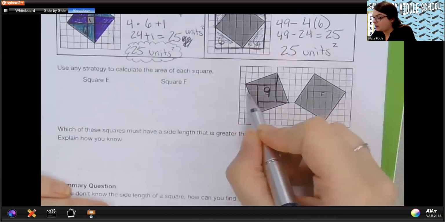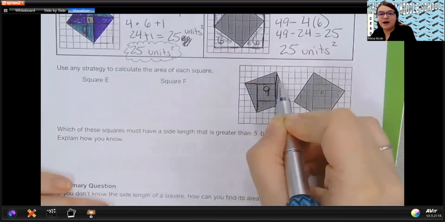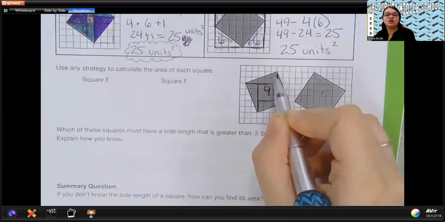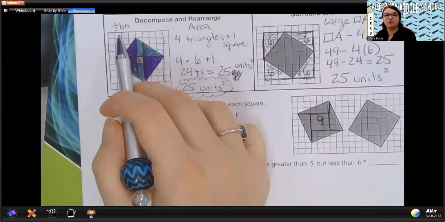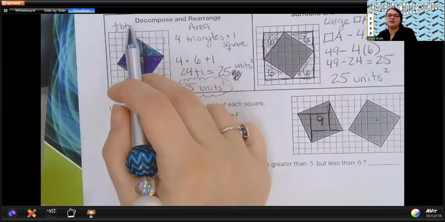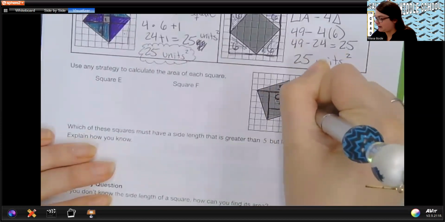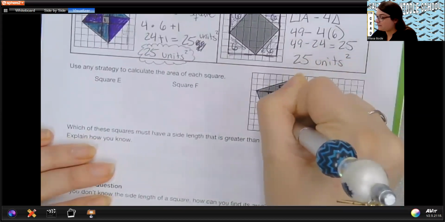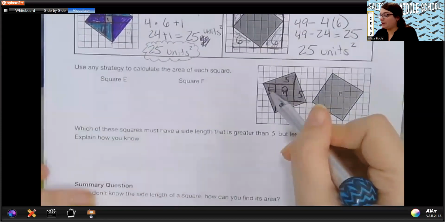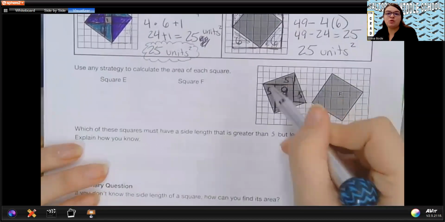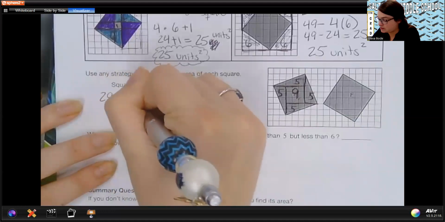each of these triangles. So the base of the triangle is 1, 2, 3, 4, 5. The height is 1, 2. So 5 times 2 is 10. And then we need to divide it by 2, because remember, again, the area of a triangle is 1/2 base times height. So the base times the height divided by 2. And that gives us 5. So all of these triangles have an area of 5. If you decompose it correctly, all of your triangles should have the same area. So we have 5 plus 5 plus 5 plus 5, which is 20, plus 9. The area of square E is 29 units squared.